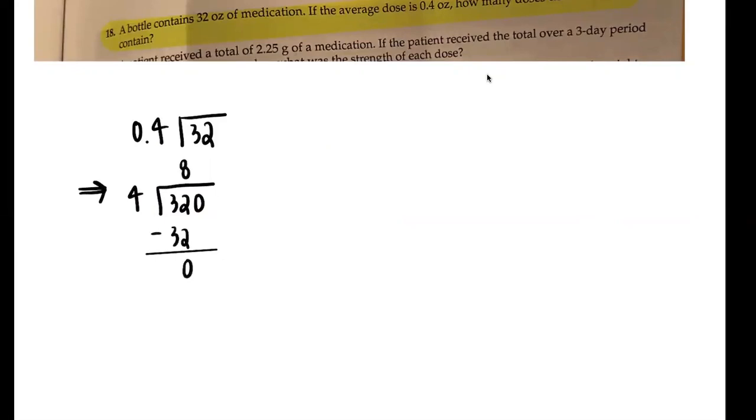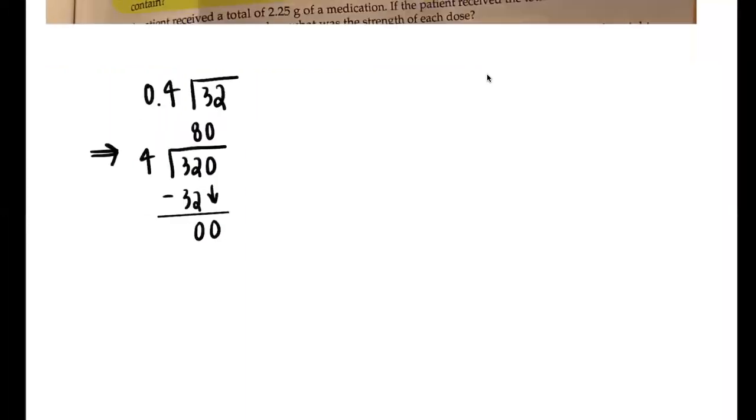32 minus 32 is a difference of 0, but again, you got to use up all the numbers. So we pull down the 0 here, and here we can see that 4 goes into 0 0 times, and 4 times 0 is 0, and now we get our remainder of 0.